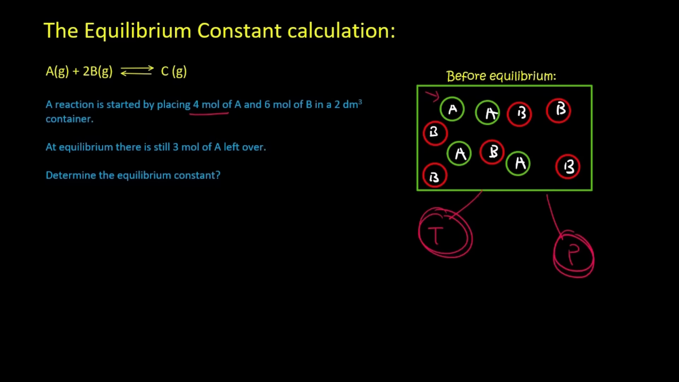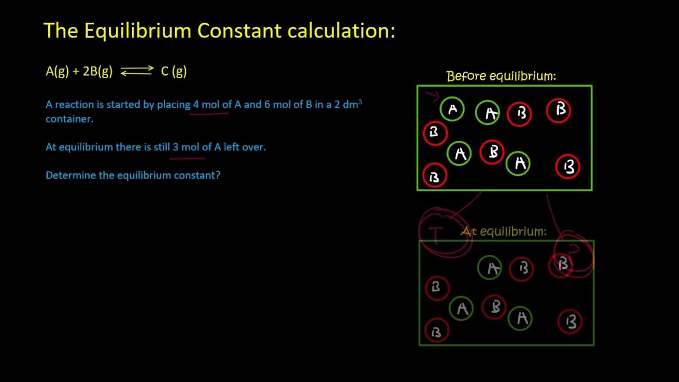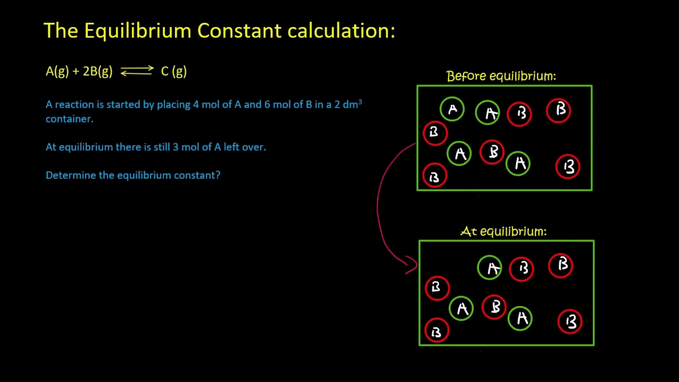Now it says, at equilibrium, there is still 3 moles of A left over. And so now going to equilibrium, there are 3 moles of A left over, so there's 3 green ones. But guys, you have to be careful. How did that 1 molecule of A get used up? Well, obviously it reacted with B.